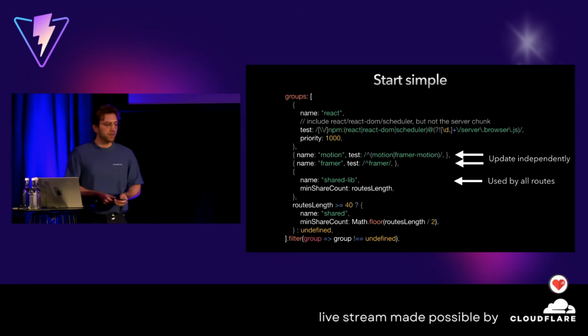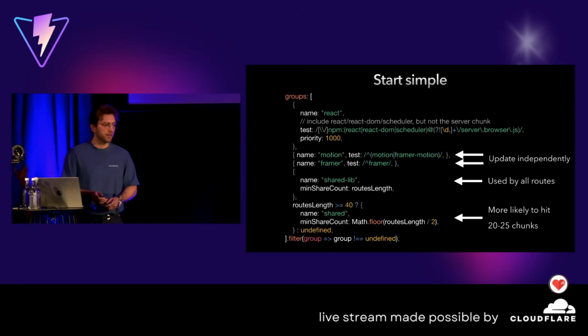Then we have something we call shared library. If it's used by every route, we can put it into its own bundle. And finally, an optimization for bigger sites. If it has more than 40 routes, that was the sweet spot we found. As mentioned, start simple, then start optimizing, where we say, okay, if it's used by at least half of the routes, put it again into the shared bundle.